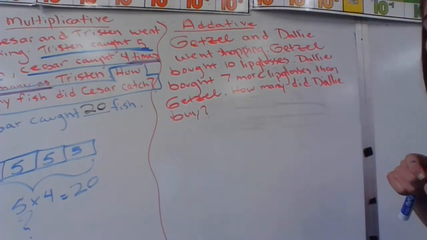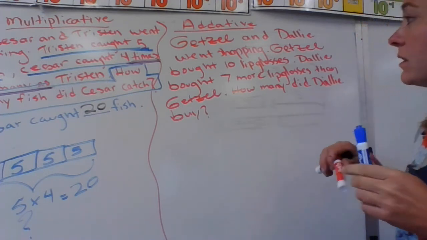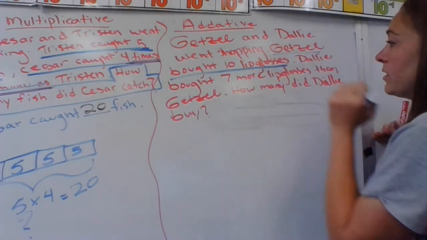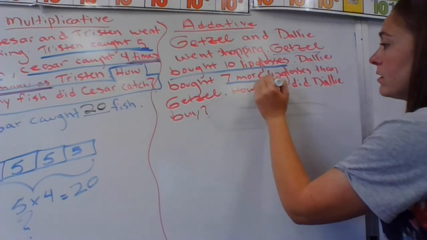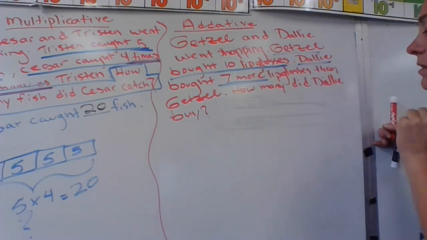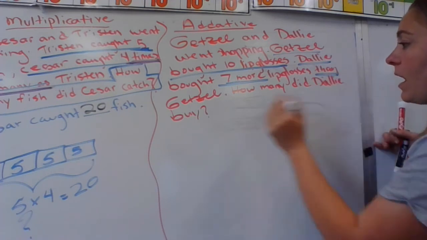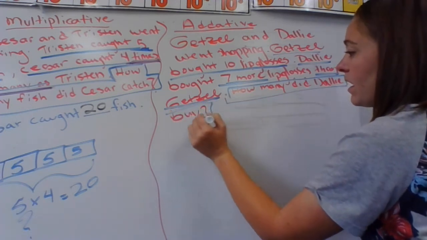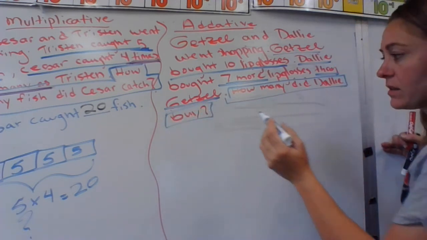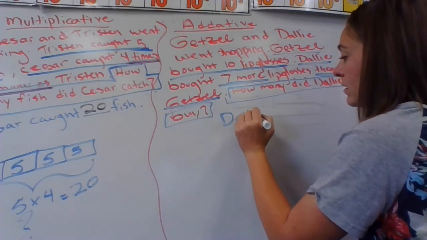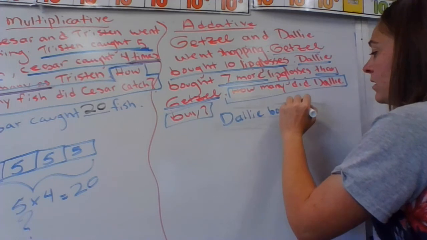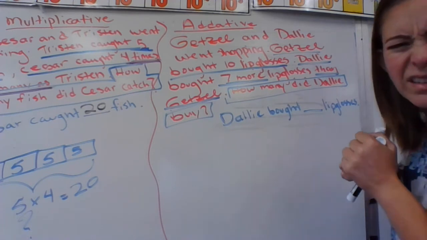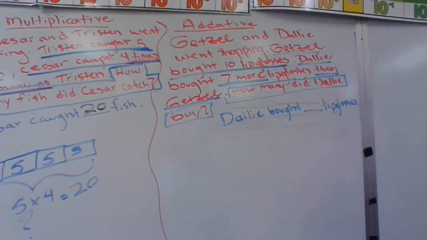All right, so same thing here. Let's read and underline as we go. Hetzel and Dally went shopping. Hetzel bought 10 lip glosses. All right, underline her name. Dally bought 7 more than Hetzel. Oop, than Hetzel, that's probably important. How many did Dally buy? So I'm going to box our question right there. It says we're looking for how many did Dally buy. So I need my sentence: Dally bought blank lip glosses. I don't even know if that's a word. Lip glosses. Lip gloss containers. Lip gloss. I don't know. Okay, so got our read done.